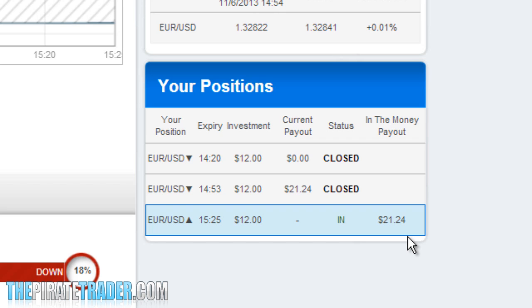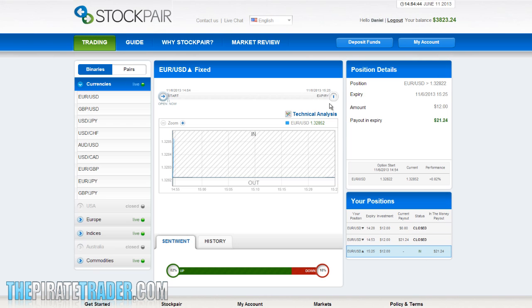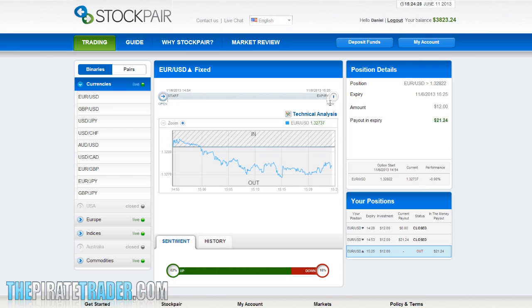Now, a lot of traders ask me, can I use this strategy to trade on different platforms? Well, the simple answer is yes, you can try, but you should know that each platform works a little bit differently, and I've only tested this particular strategy with the stockpair platform. And I'm going to go ahead and pause the video again, and I'll be back with you in just a few moments.